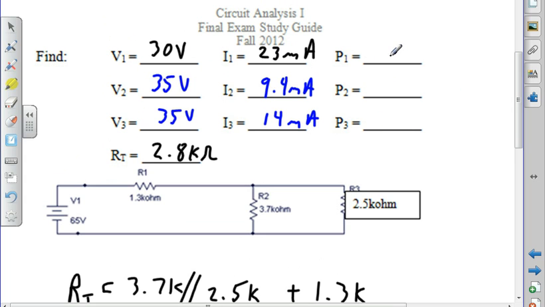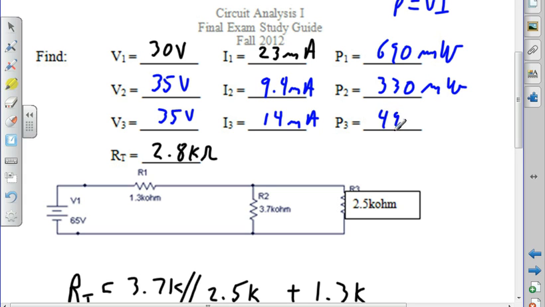And I'm going to multiply across to find power. Power is voltage times current. 30 times 23, 690 milliwatts. 35 times 9.4, 330 milliwatts. 35 times 14, 490 milliwatts.